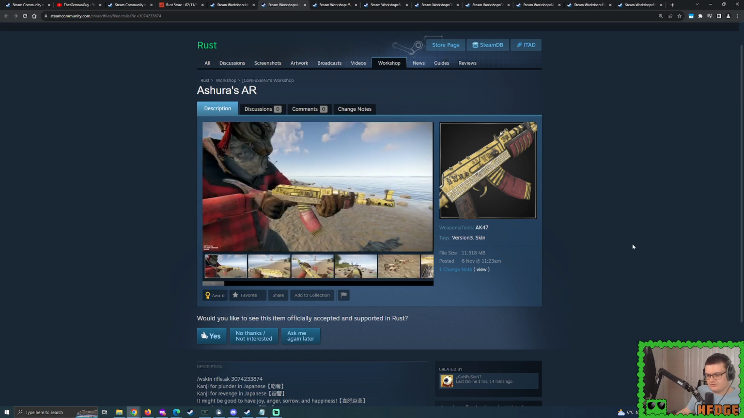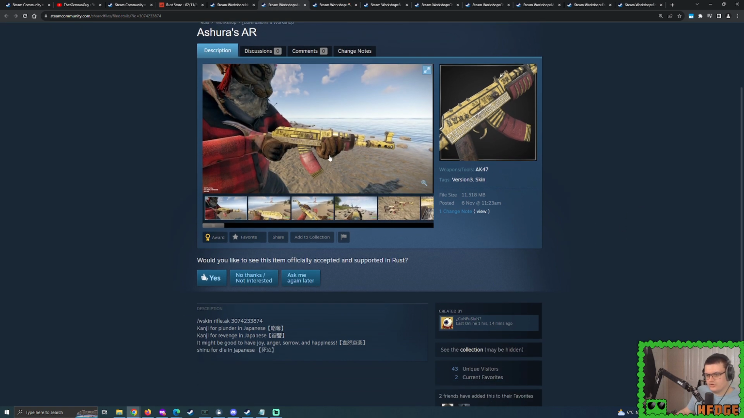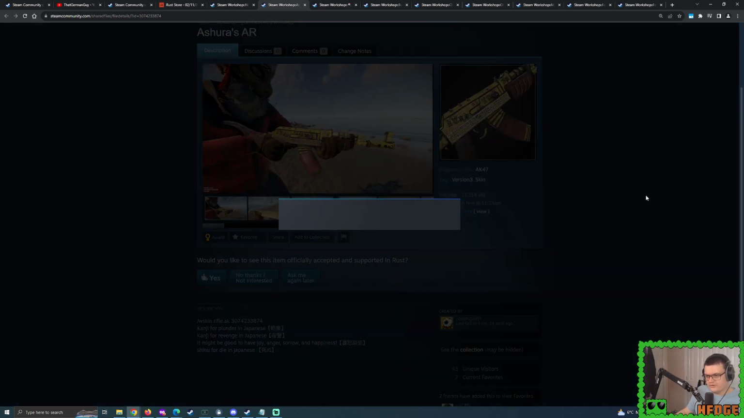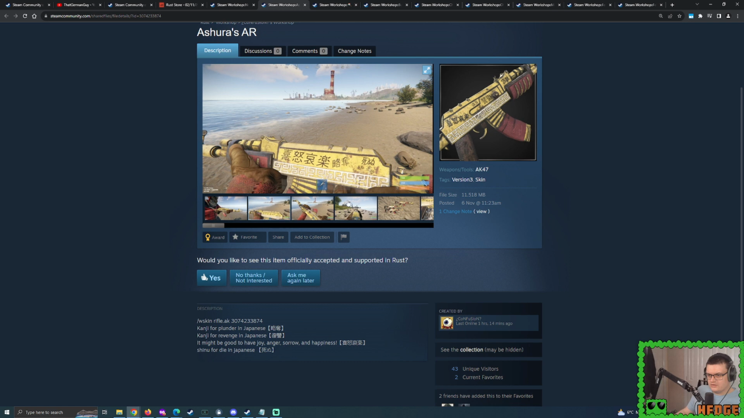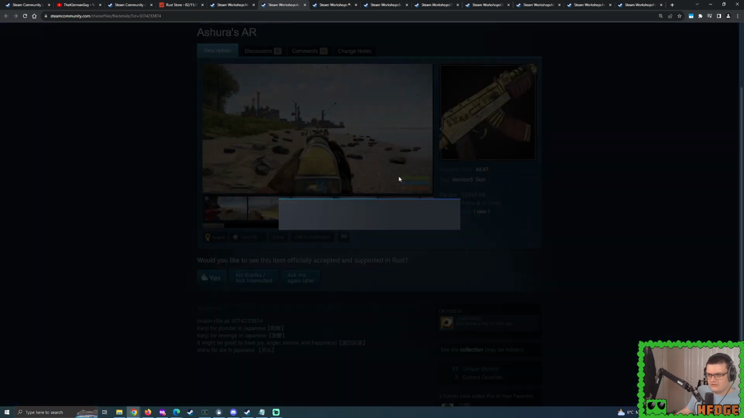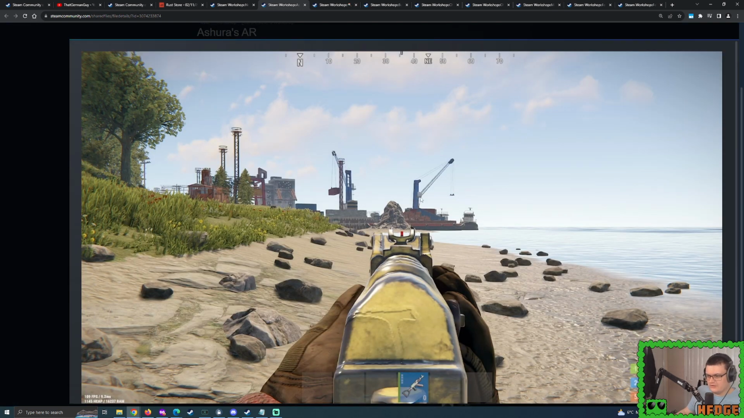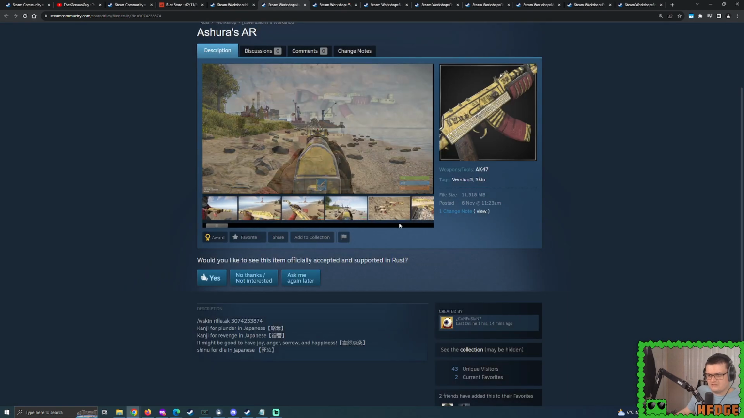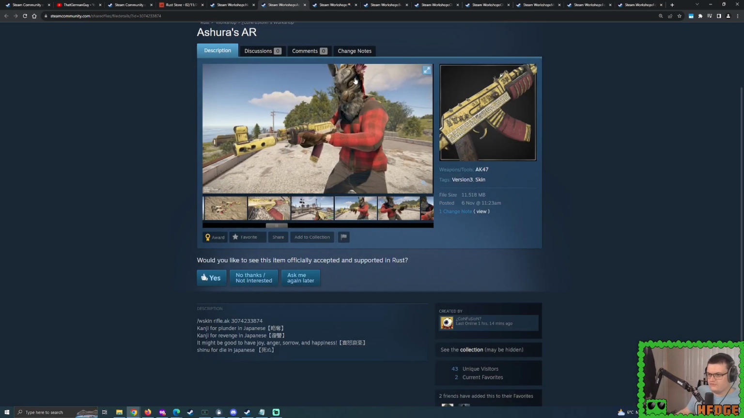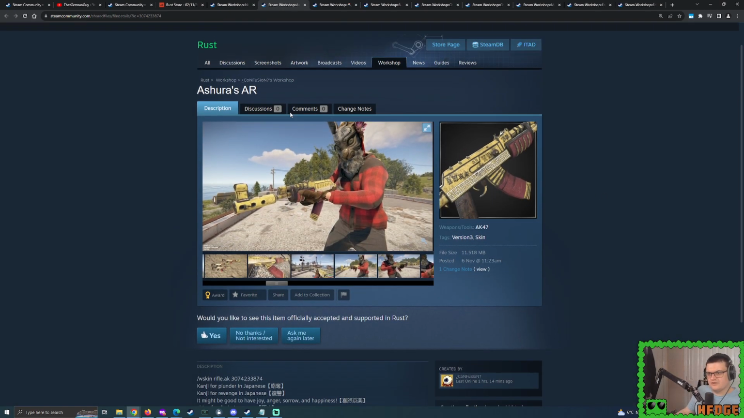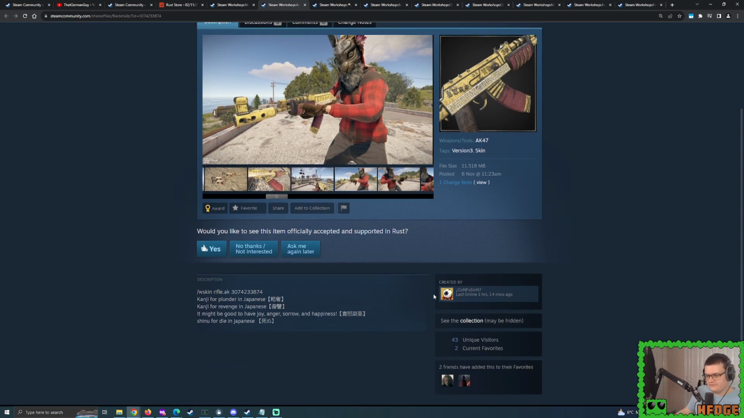Now we have Ashura's AR. Get a good look at this. This is produced by Mr. Confusion. Kanji for plunder, kanji for revenge. Someone's been learning some Japanese. Wow. Okay, then. It's a fair bit war-torn, damaged. Yeah, I mean, hey, a lot of weapons are going to be like that, aren't they? But what I'm saying is it's not exactly trying to make it look as if it's factory new. This has been used. This has been through some wars. And if you like that type of design, please consider voting yes or no for Ashura's AR.